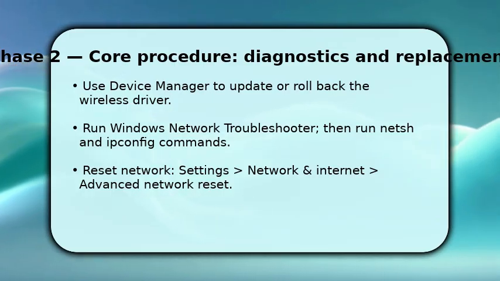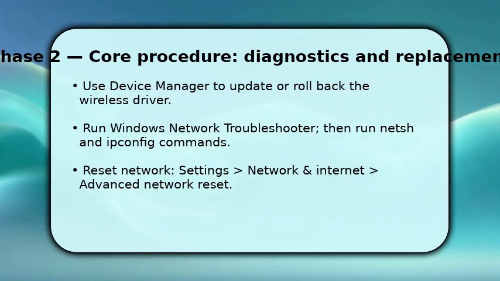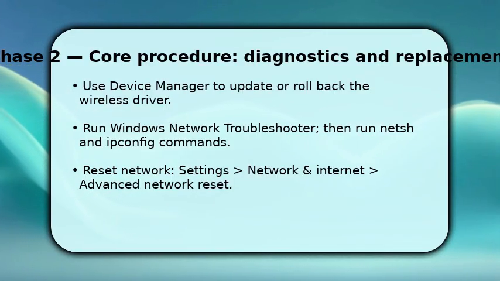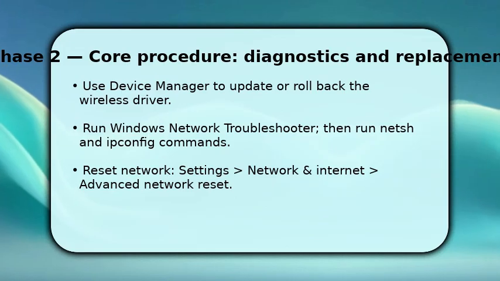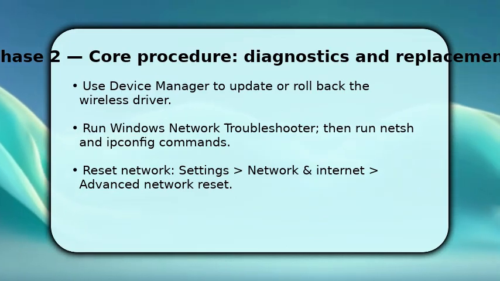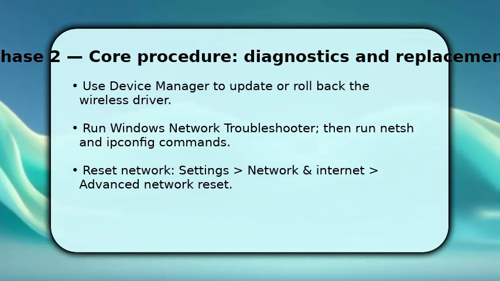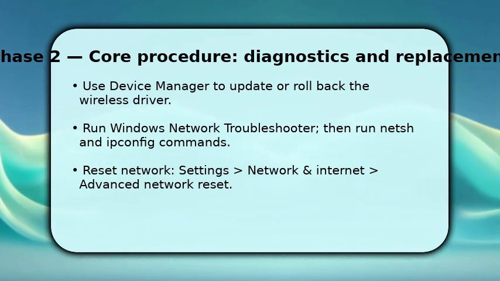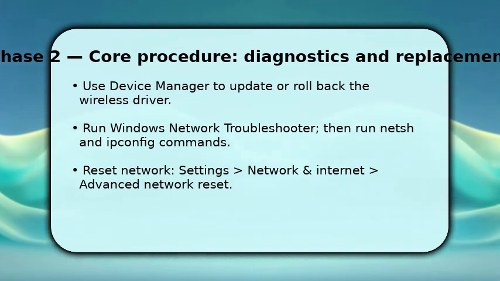It automates fixes. For deeper repairs, open Command Prompt as administrator and run ipconfig /release, ipconfig /renew, ipconfig /flushdns, and netsh winsock reset, netsh int ip reset. Finally, perform network reset in settings when drivers and commands do not restore consistent connectivity.